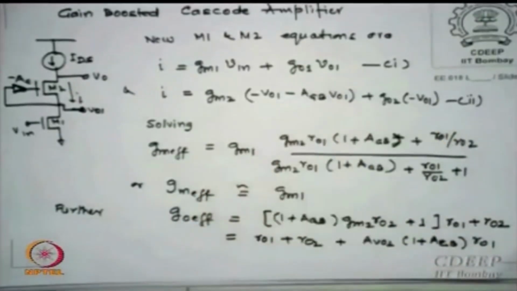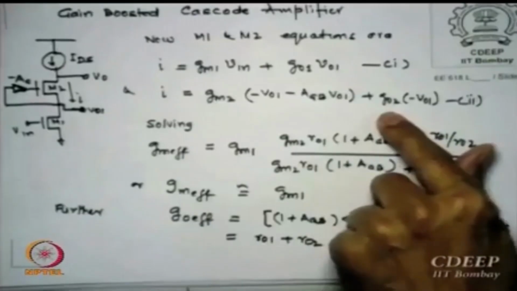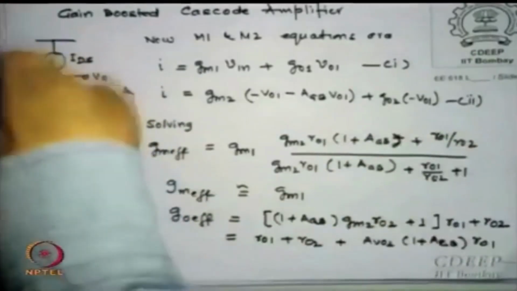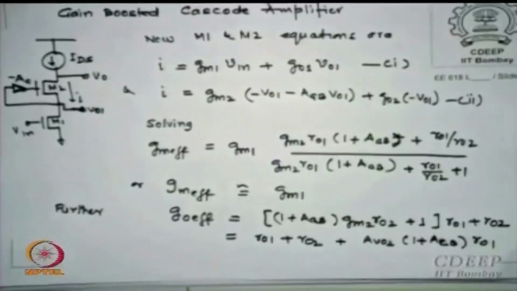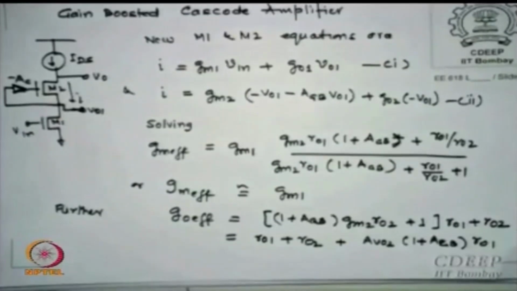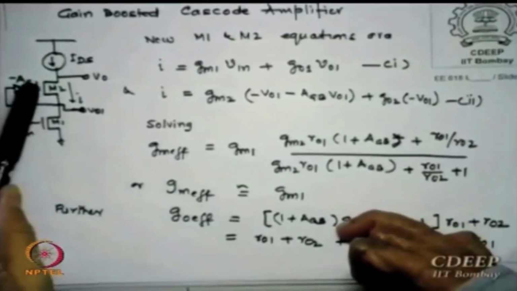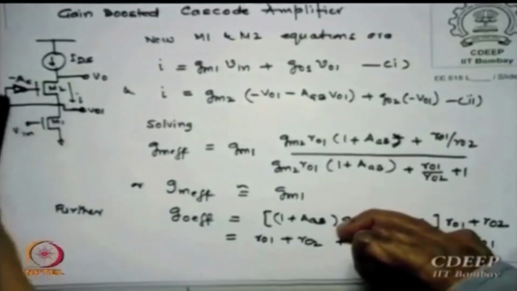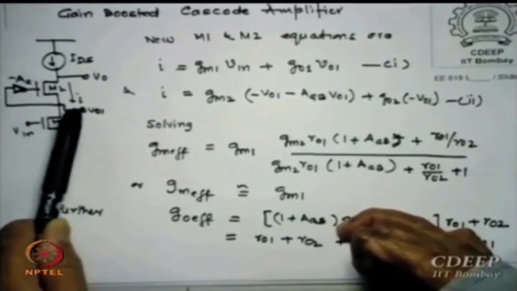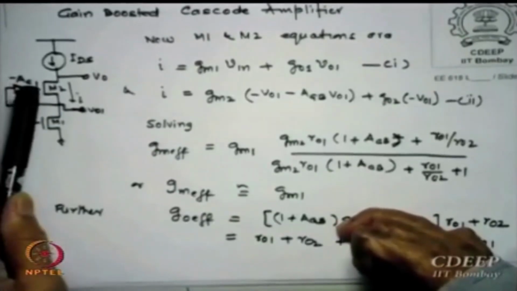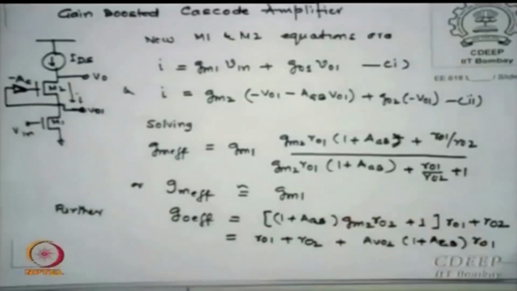Substitute there. This term does not change. Why does it not change? Because this remains the same, there is no change at the VDS. Is that okay? Only VGS has changed for M2, VDS has not changed for M2. So I am only changing, this voltage is the gate voltage which is minus A VO1, is that correct? This is still VO1. So VGS is minus A VO1 minus VO1, so minus (A plus 1) VO1.